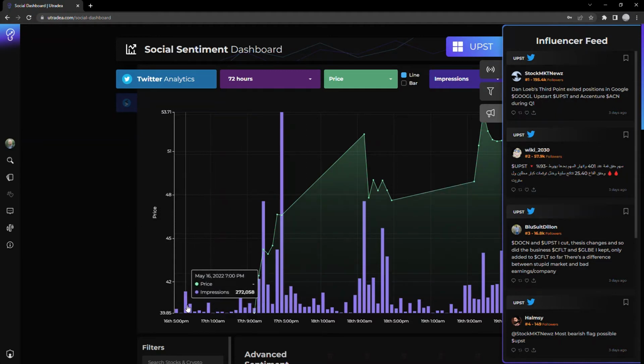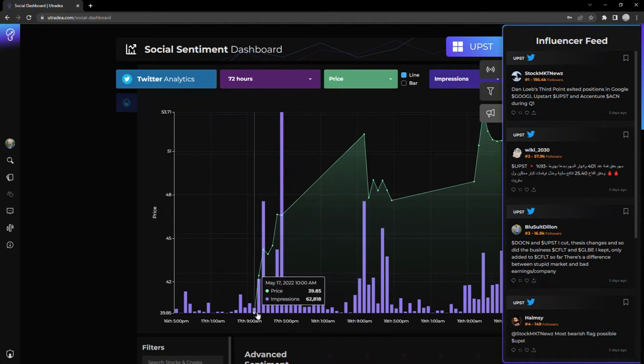As I said, if we look back, this is May 16th, major news: Dan Loeb's Third Point exited positions in Google and Upstart, as well as Accenture. Typically if you see that, if you're a holder, and it's a fund that has a strong track record, it's never great to see. But not all funds do well. A ton of funds exit positions and ultimately end up burning themselves in the long run. So, something to take with a bit of a grain of salt.